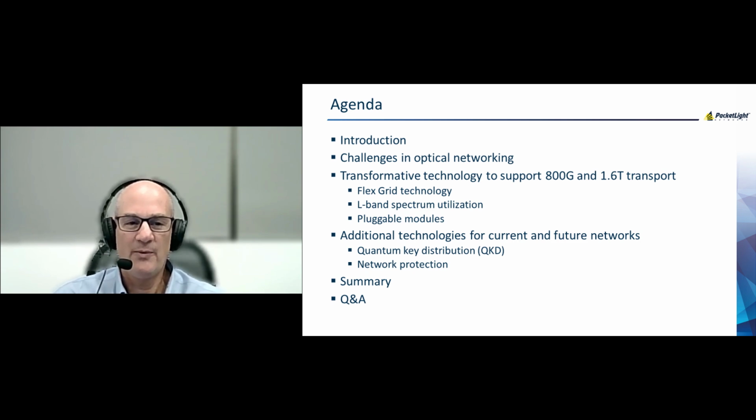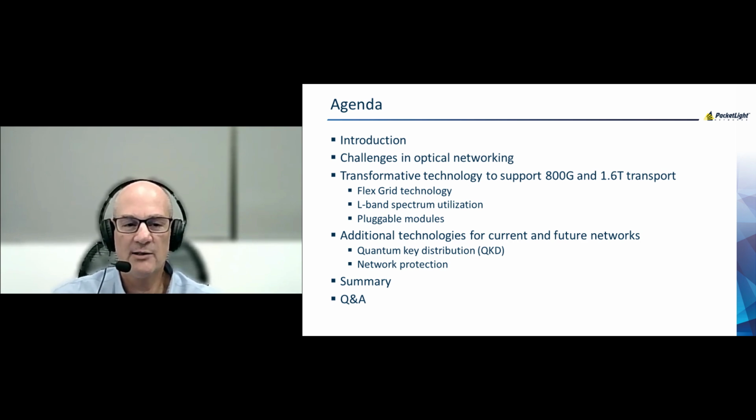The agenda will include some introduction, so why we need so much capacity, and what are the driving forces for us to move into the 800 gig and 1.6 tera capacities. We are going to see the challenges that we have in current networks, which are running 100 gig to 400 gig wavelengths, to adapt to these new rates.